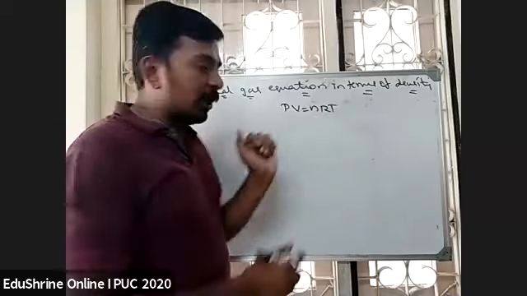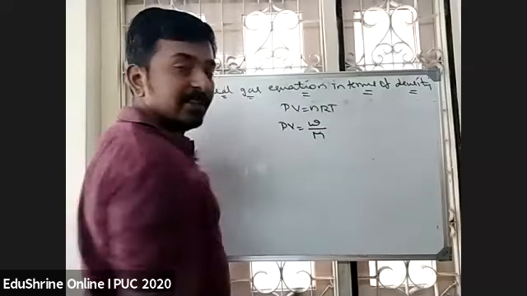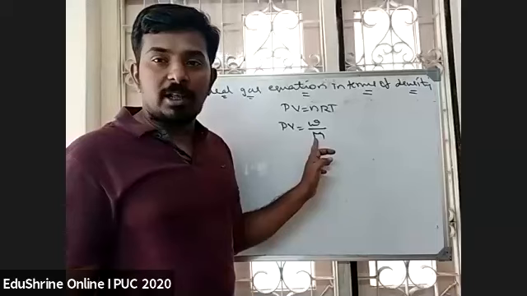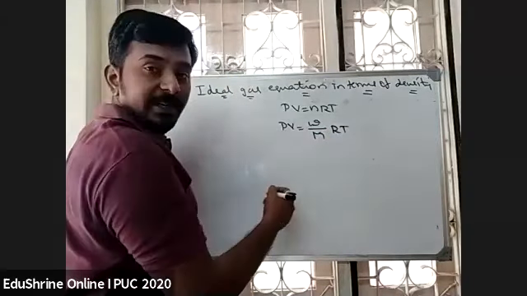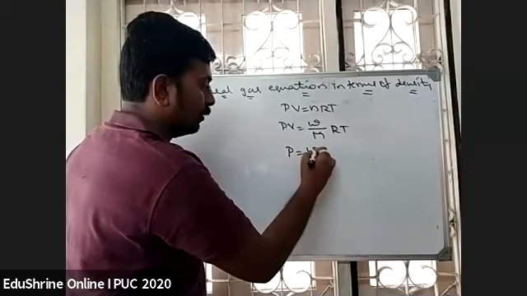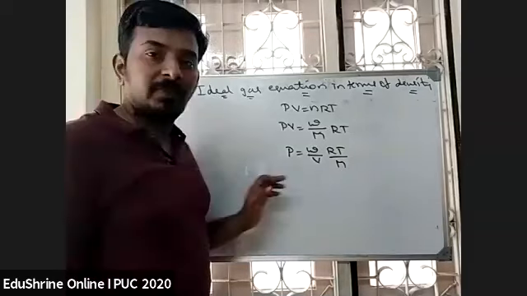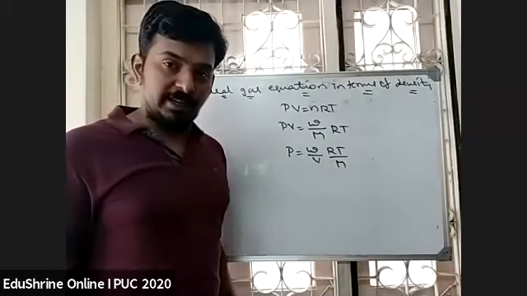The number of moles is mass by molar mass. So instead of the number of moles, I'll write W by M, where W is the mass of the gas and M is the molar mass of the gas, into R. I'll send this V this side. Then you get P is equal to W by V into RT by M.